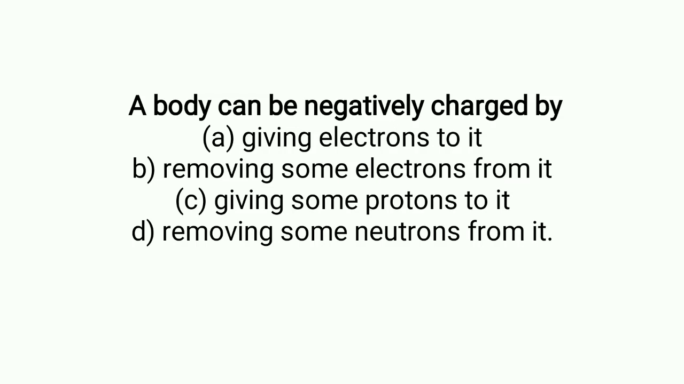Next question. A body can be negatively charged by option A giving electrons to it, option B removing some electrons from it, option C giving some protons to it, option D removing some neutrons from it. So a body can be negatively charged by giving electrons to it. Any body which takes negative charge is a negatively charged body. So option A is the correct answer.